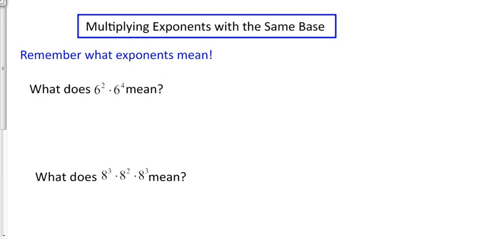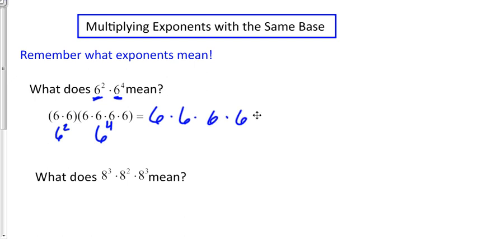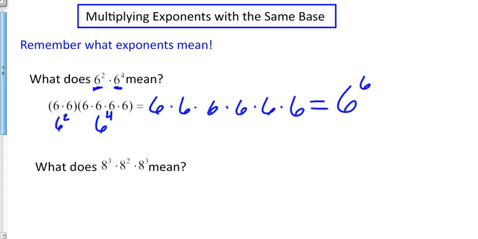So multiplying exponents with the same base. That means in this example here, I have the same base of 6. These are both 6 raised to a power. So what's really happening when I take 6 squared times 6 to the 4th? It just means 6 squared is 6 times 6, and 6 to the 4th is 6 times 6 times 6 times 6. This is all multiplication. If I wanted to write it all out, not that you have to do it this way, you would get 1, 2, 3, 4, 5, 6 sixes. So it's 6 being multiplied 6 times. So 6 to the 6th is how you would simplify that.